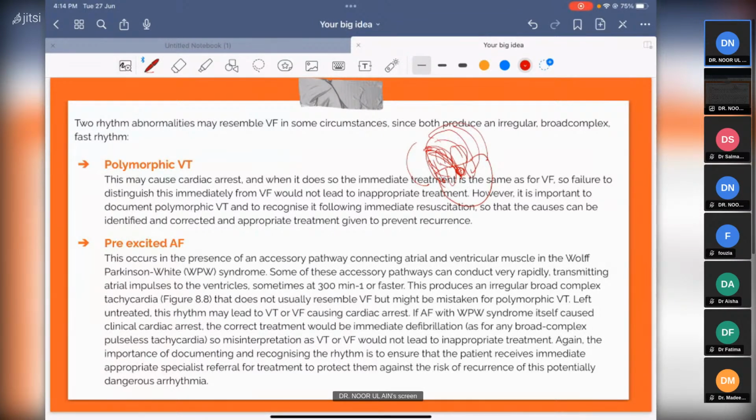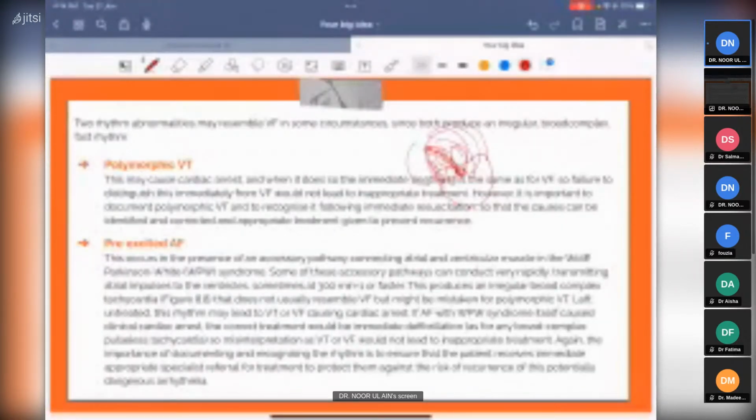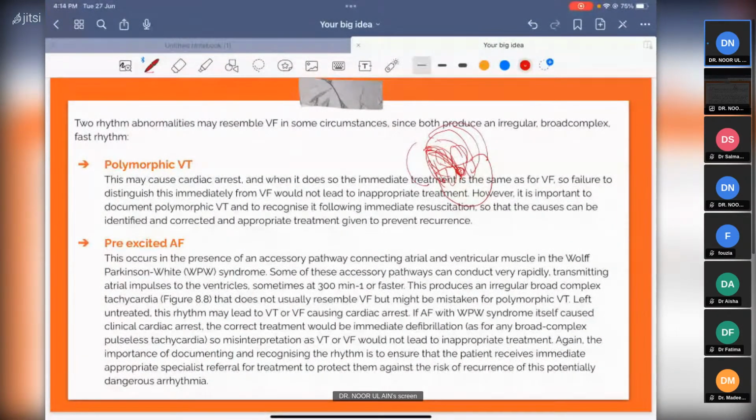Easy or not? And someone asked me a question about Wolff Parkinson White syndrome. Yes, you did. Doctor, I think that was you. Will it be a broad complex or a narrow complex tachycardia? I'm talking about ventricular tachycardia. Listen to me, I'm talking about ventricular tachycardia. Yes, it's a broad complex tachycardia.